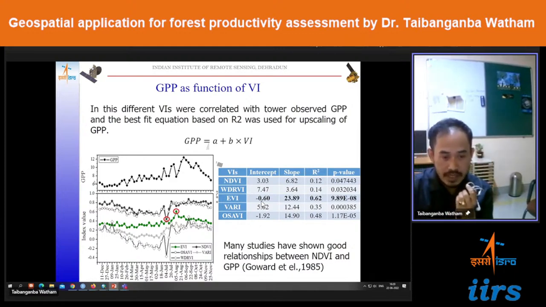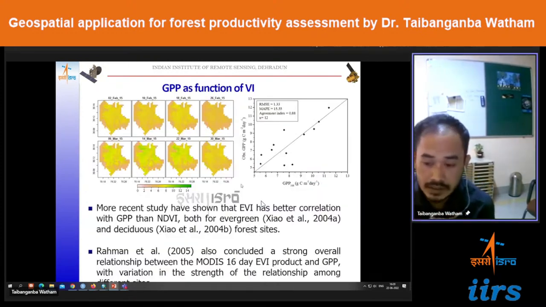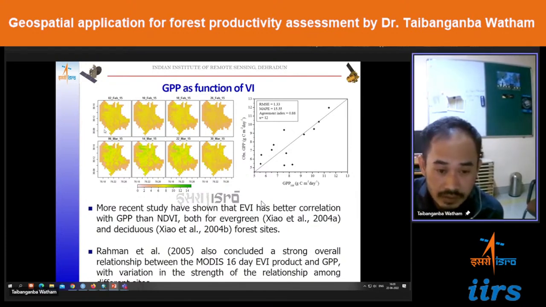we have the GPP estimated or measured using the flux towers. Then these are some of the vegetation indices which we have derived from the models. Out of all the five vegetation indices, the EVI, OSAVI, WDRVI, NDVI, and VARI, we found that EVI was giving us the maximum R square value of 0.62. We have used this EVI simply based on GPP equals A plus B times EVI, and we were able to get the GPP estimation of the Barcode forest.